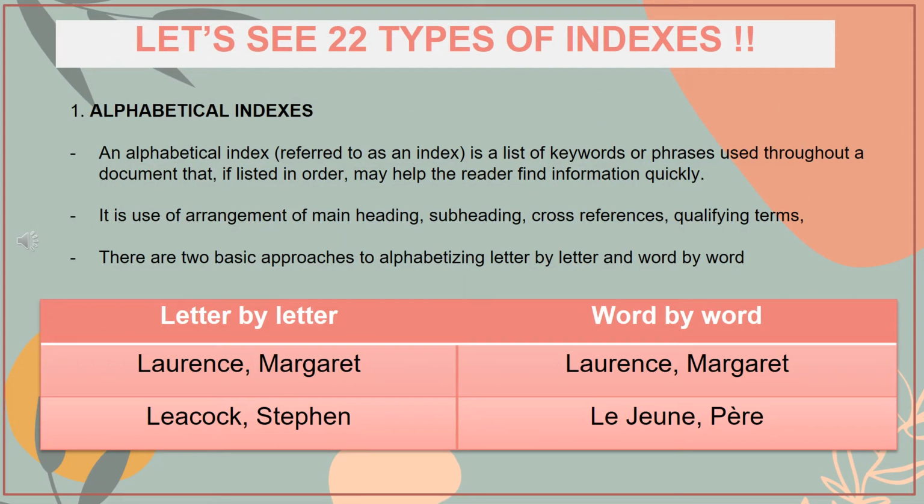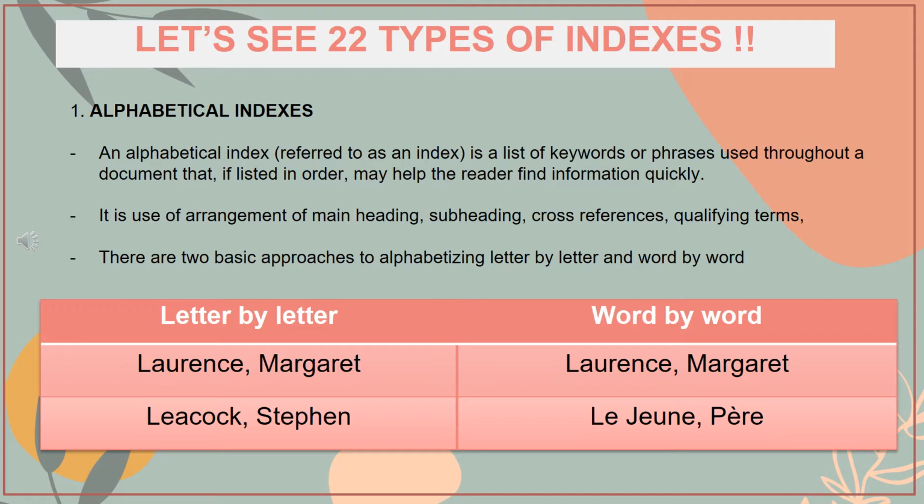Okay, we go specifically to the 22 types of indexes. Firstly, it is alphabetical indexes. An alphabetical index is a list of keywords or phrases used throughout a document that, if listed in order, may help the reader find information quickly. It uses an arrangement of main headings, subheadings, cross-references and qualifying terms. There are two basic approaches to alphabetizing, letter by letter and word by word.